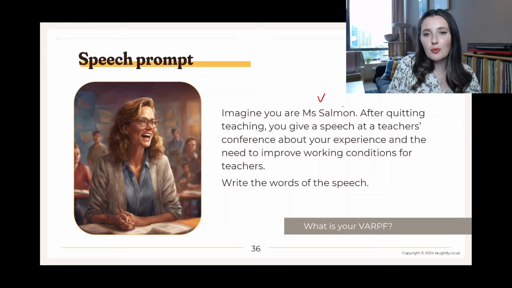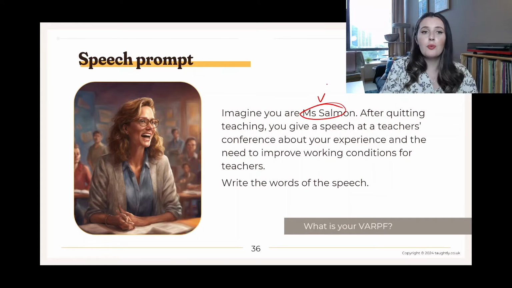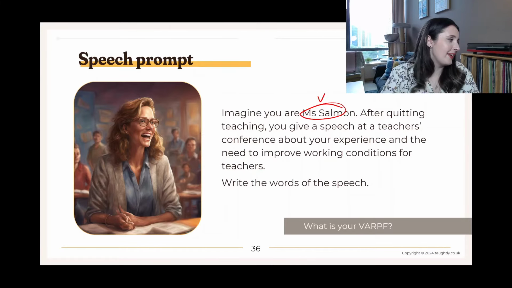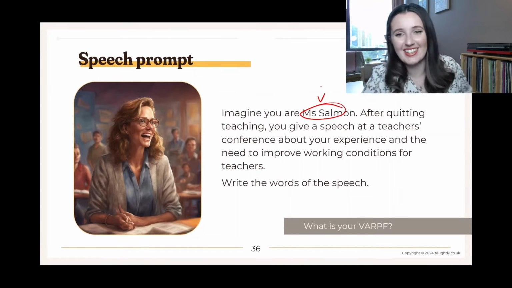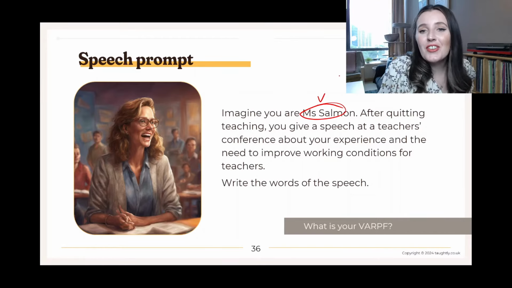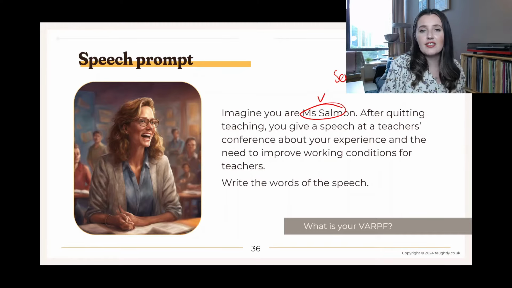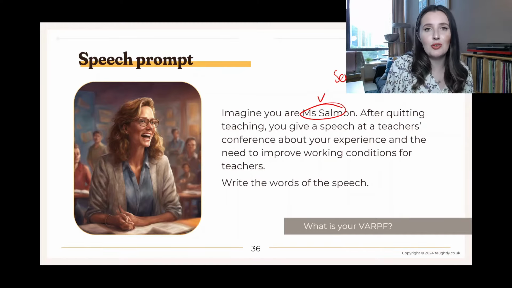So voice then, we are Miss Salmon. So we are a mid-30s female teacher, right? So that's me. Not mid-30s, yeah. Okay, so therefore we're going to be semi-formal? I mean, it depends on her personality. We haven't got a sense of it yet. But certainly she wouldn't be using lots and lots of slang. She wouldn't be swearing and so on and so forth.